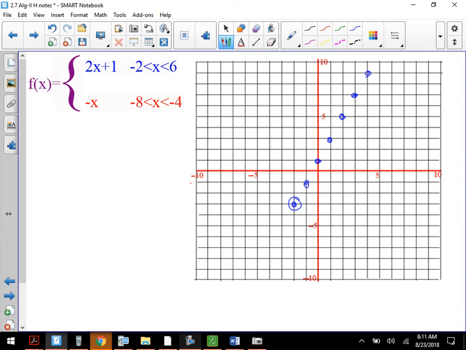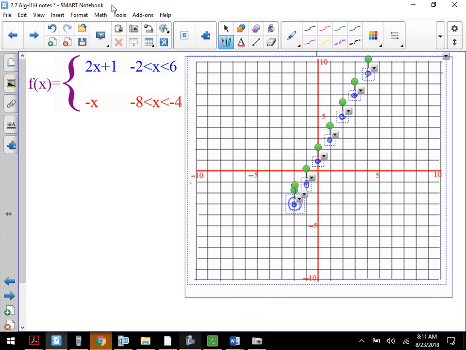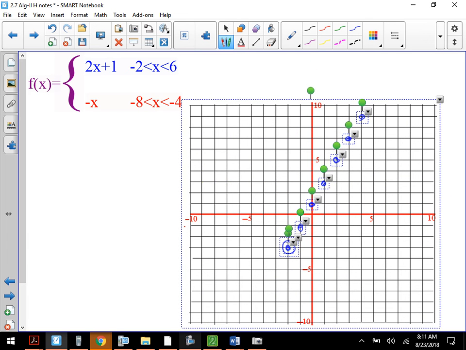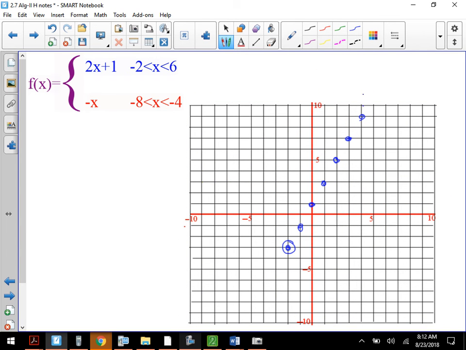Well, it's up there. It happens. It happens. And there's that graph. Okay.